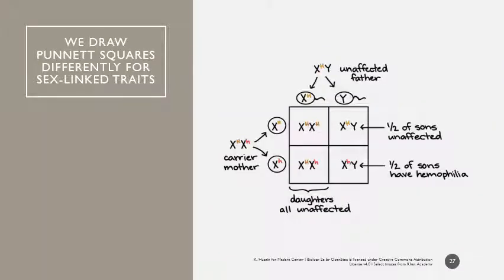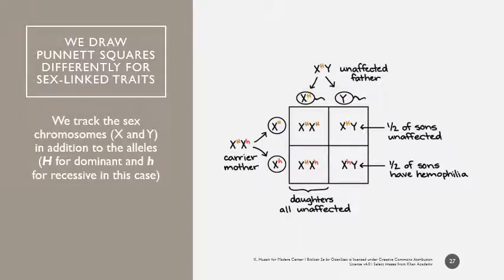So we draw those Punnett squares a little bit differently for sex-linked traits. This example of an unaffected father and a carrier mother is exactly what we saw on the previous slide, except this time it's looking at a different X-linked recessive condition called hemophilia. Hemophilia, we'll get back to in just a moment, but is basically associated with not being able to clot correctly. So we'll look at this X-linked recessive in a little bit more detail over the next few slides, and I will also help you draw this out.